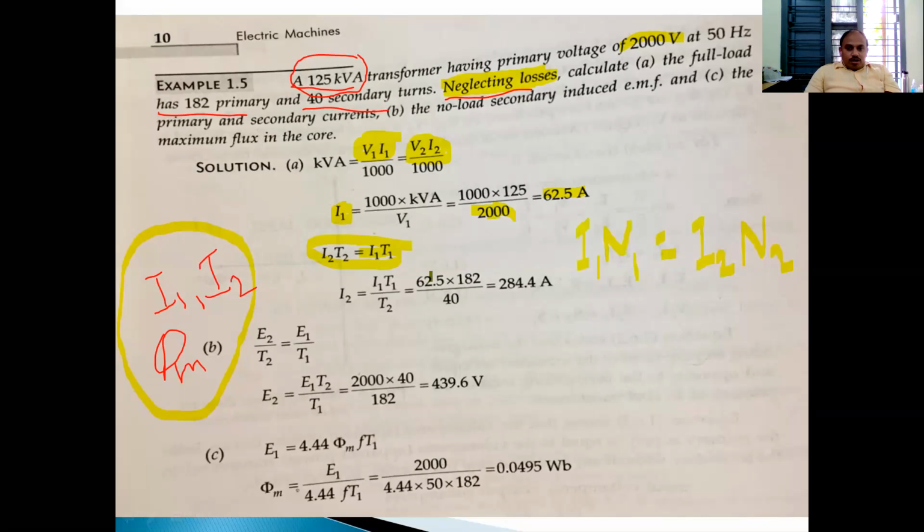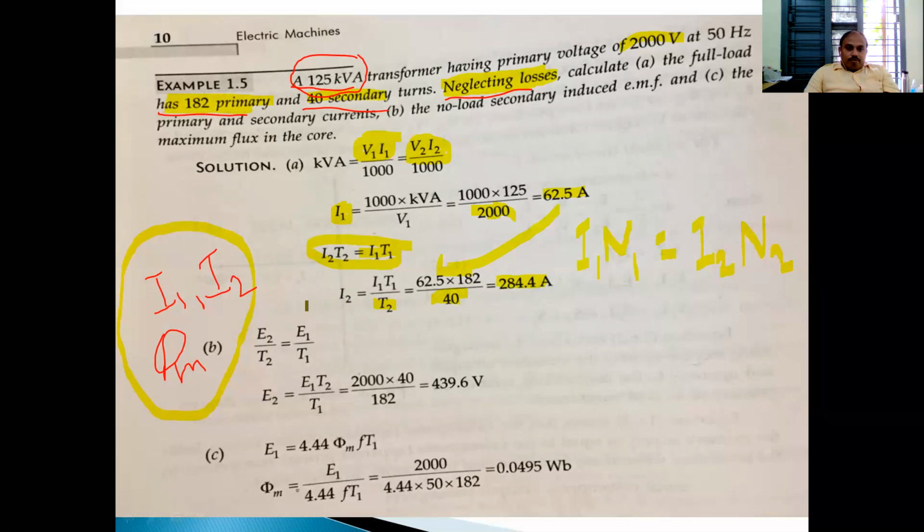Okay. So if the turns are represented with T, I2 equals I1 times T1 by T2. I1 value is 62.5. T1 value is also given: primary turns 180. Primary turns by secondary turns, 40 turns. So this is secondary turns. Therefore, secondary current equals 280 amperes.